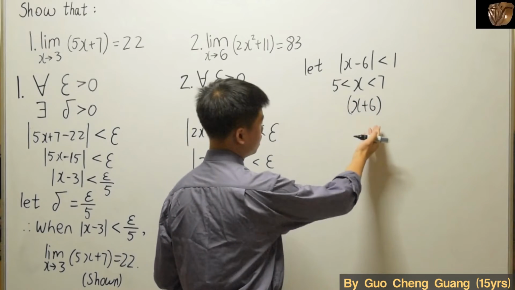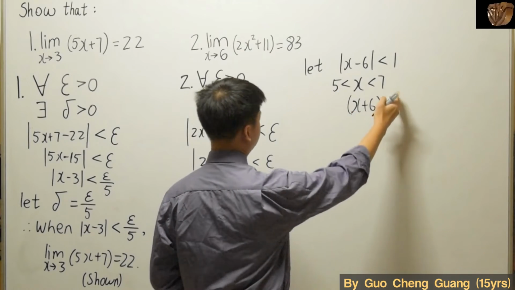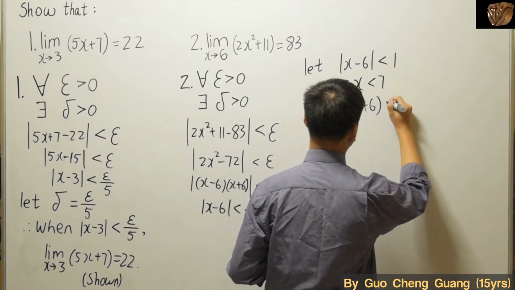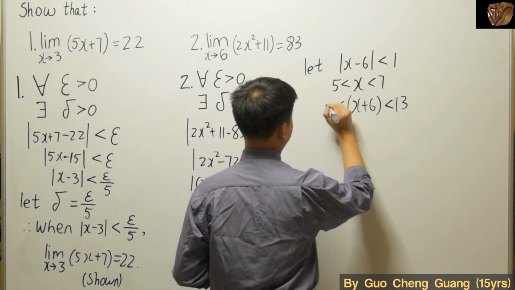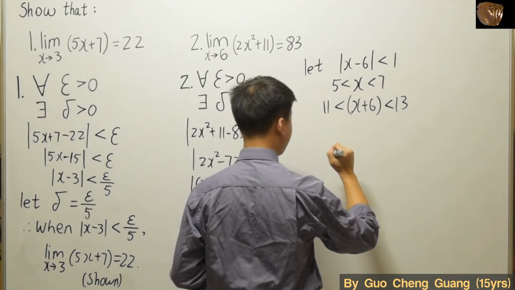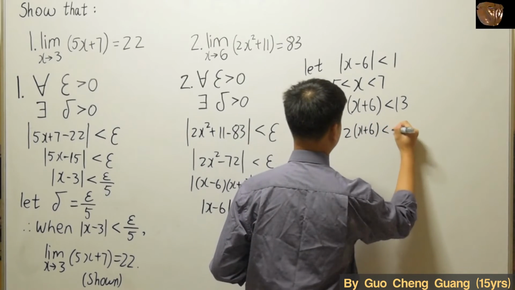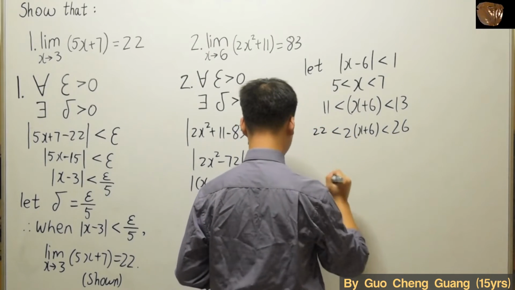So whether you use modulus here or bracket here, it actually doesn't matter anymore, since x will always be positive, and a positive thing added on to a positive thing would never be negative. So this is smaller than 13, greater than 11. Now how about twice of this? It will be smaller than 26 and greater than 22.